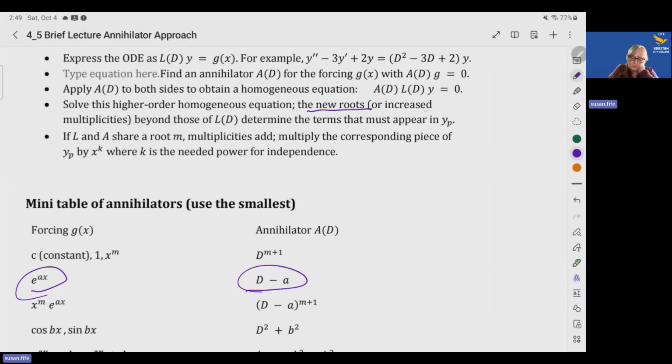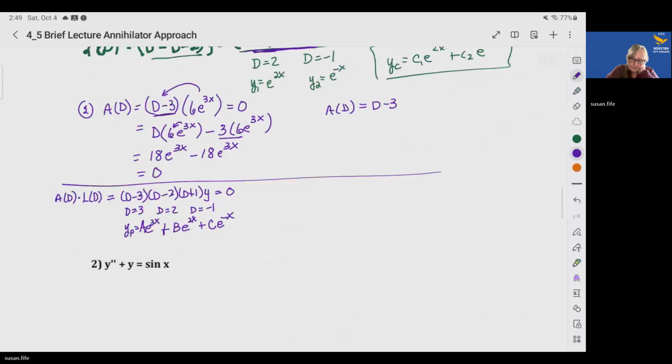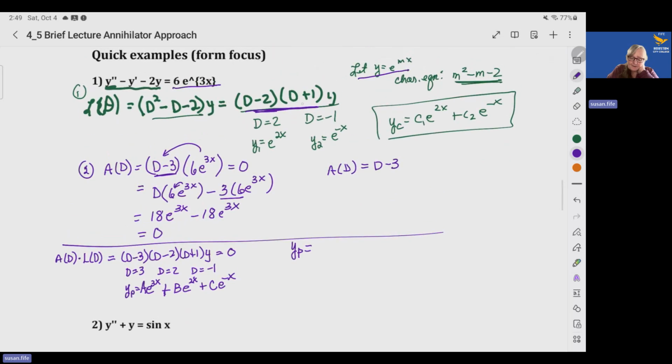So it says the new roots or increased multiplicities beyond those of L of D determine the terms that must appear in Y sub P. So Y sub P, if I go to L, I've got D minus 2 and D plus 1. I don't really need those terms. It will just contain this term, A e to the 3x. And then from there, we do the same thing that we did before.